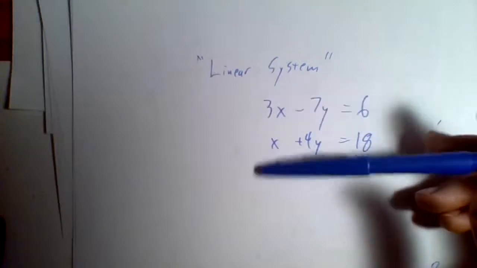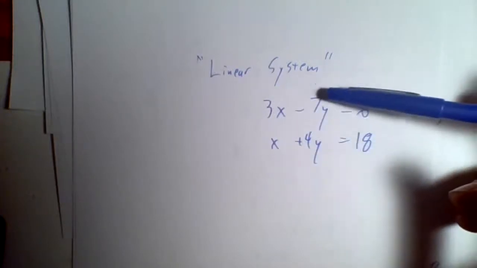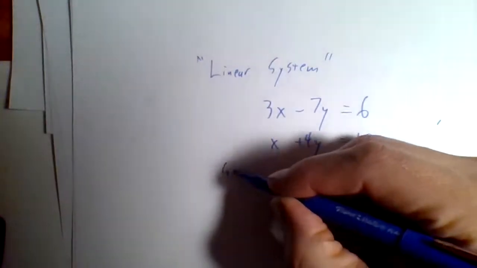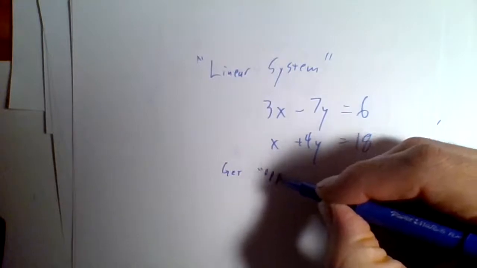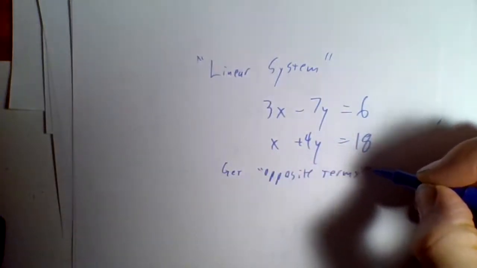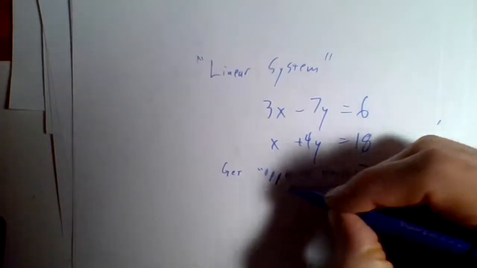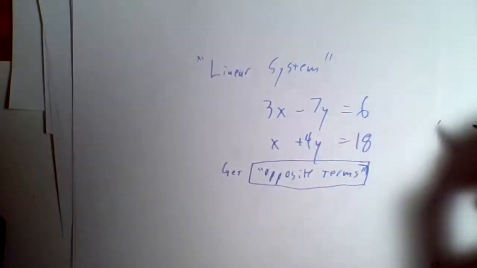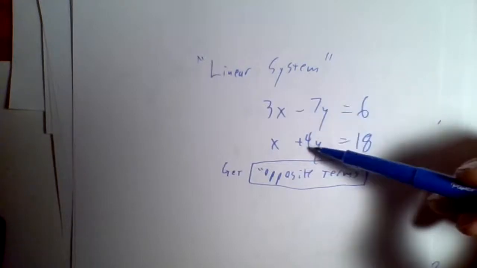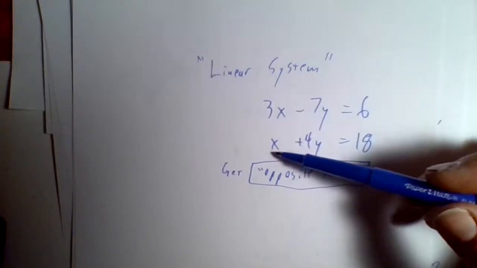And I do have like terms. These x terms can be added, and these y terms can be added. Adding them up right now wouldn't do the job. I need to get the opposite terms. So my thought process is to get opposite terms on one of those variables. I need to emphasize this is the main idea for this method: these opposite terms. So 7 and 4 are not really friendly to each other. 3 and 1 can be done.